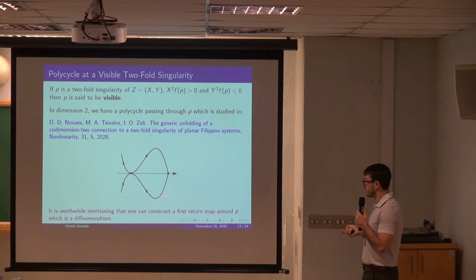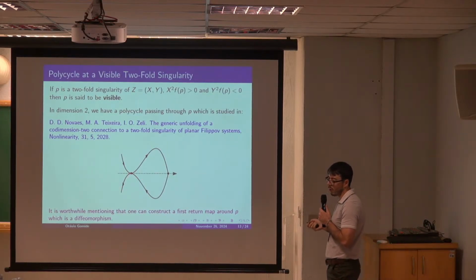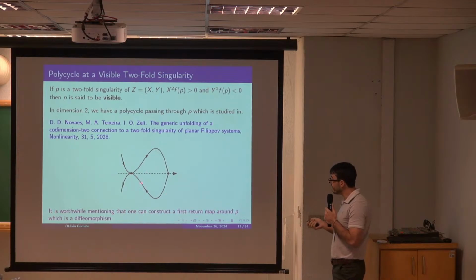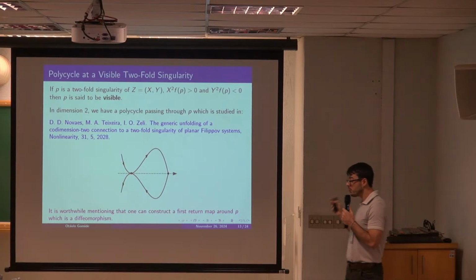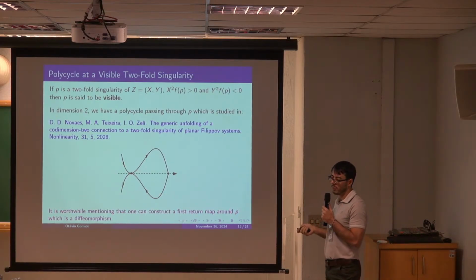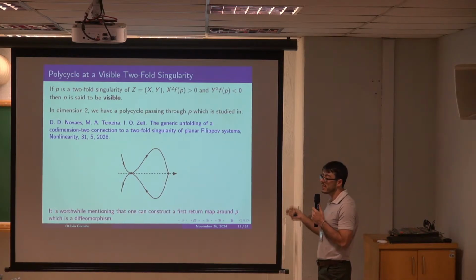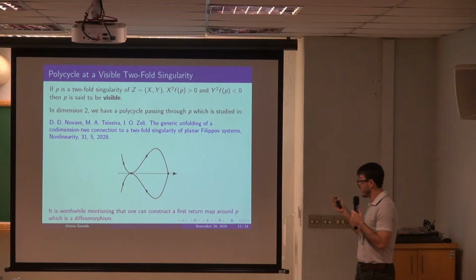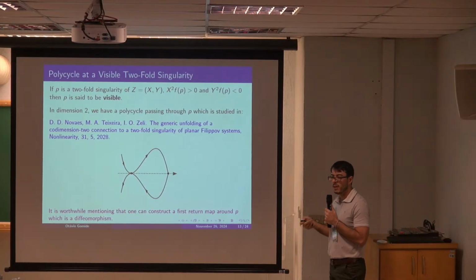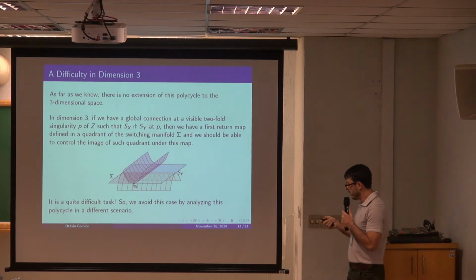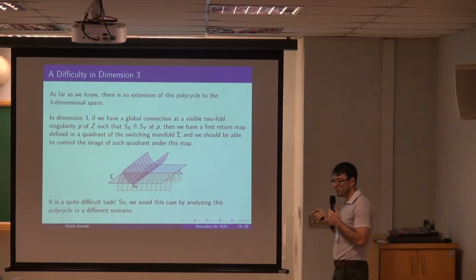Here, in this case, it's worthwhile mentioning that we can construct, of course, a first return map. And here, when we consider the transition map and a diffeomorphism induced by the crossing orbit, we have that this first return map will also be a diffeomorphism. This is not very common in non-smooth systems. But here, as we have the same degree of the degeneracy of the singularity, it happens here. So we expect this to happen in dimension 3. So we start to study this problem in dimension 3.